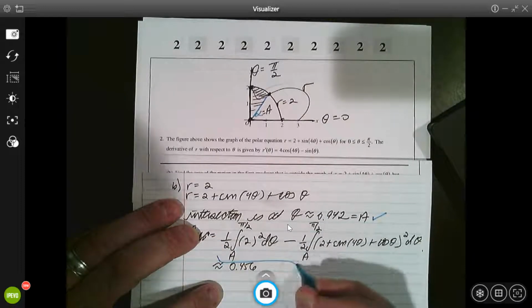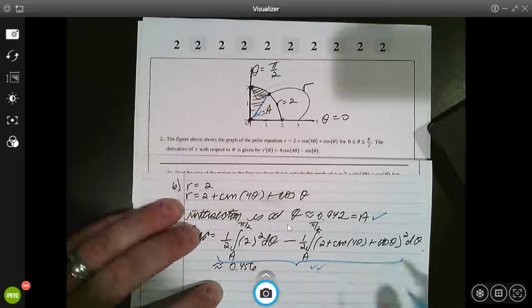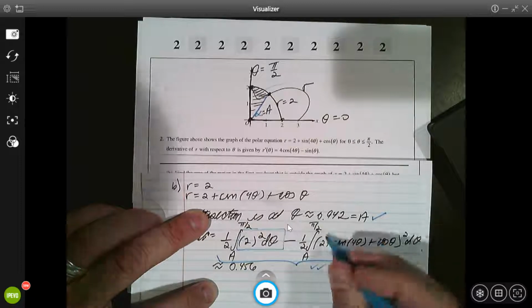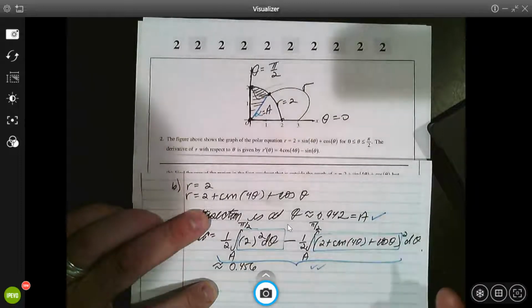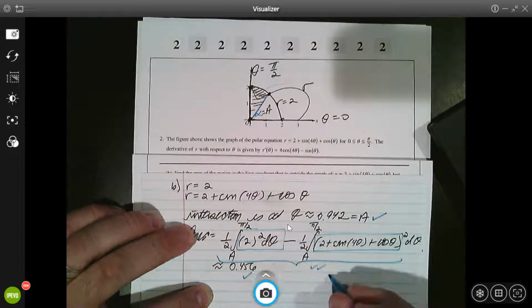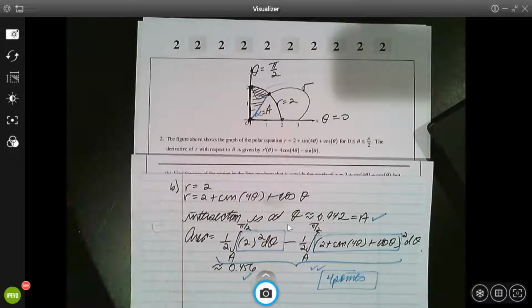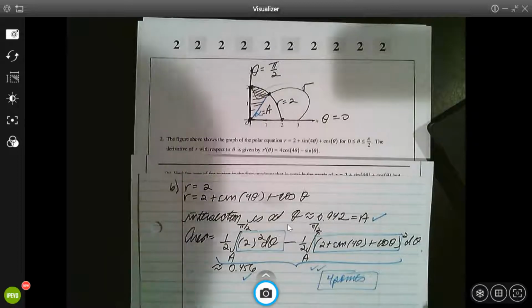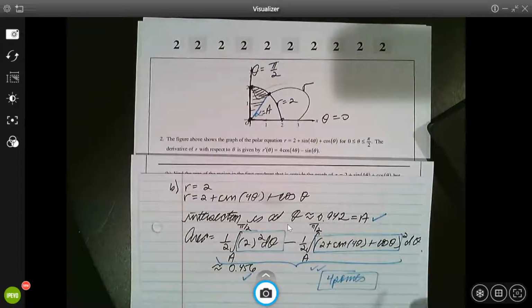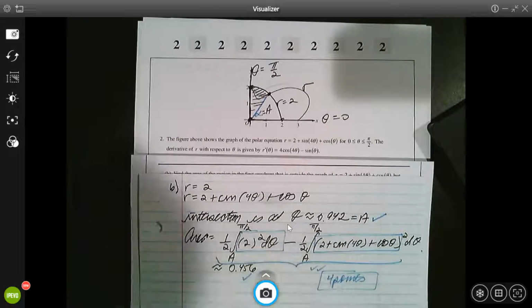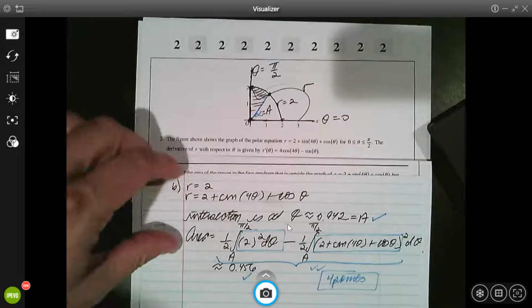I chose to do it as 2. So they offered 2 points for the integrands, meaning this part here and this part here, and then 1 point for the final answer. So this is a 4-point question. And although it's pretty tricky, it's not that far out of what we should be able to do at this point in the course. Okay, let's move on to part C.